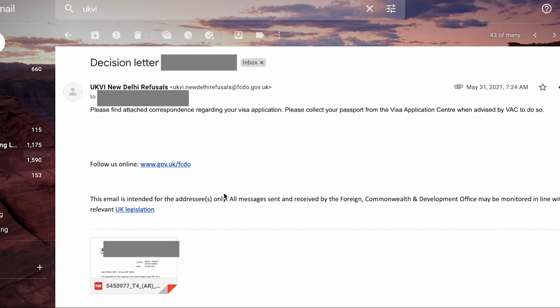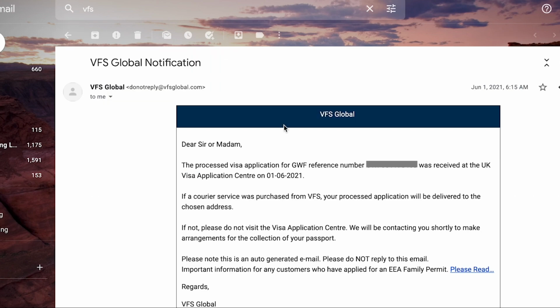However, if you receive the refusal decision letter, and after that you receive the same processed visa application email from VFS Global, that means although you will get your passport back, your application was not successful, and you will have to do something about it. So that's the difference between the two emails, and that's how you know if your visa got accepted or rejected.